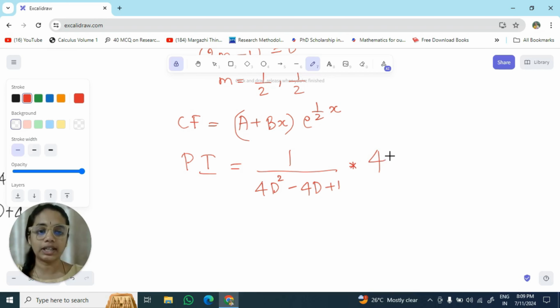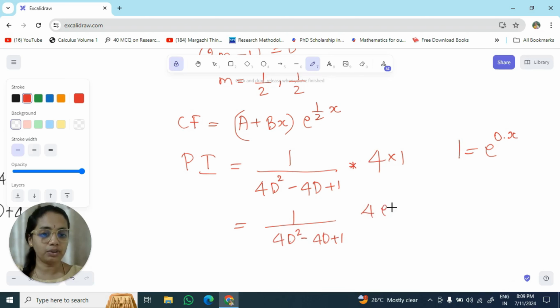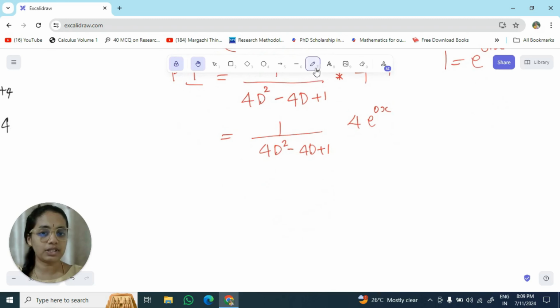Why? Because, see, I can write this 4 as 4 into 1, right? And we know that any term to the power 0 is nothing but 1. So this 1, I can write it as 1 is equal to e to the power 0 into x. 0 into x is nothing but 0 and e to the power 0 is 1. Agree? So we can write this as 1 divided by 4d square minus 4d plus 1, 4 into e to the power 0x. So after writing it in this format, what is the next step?